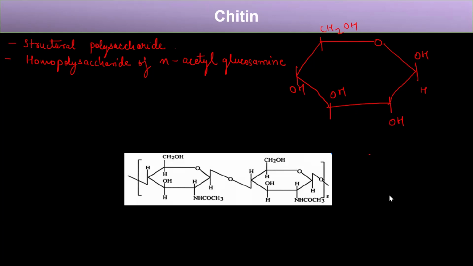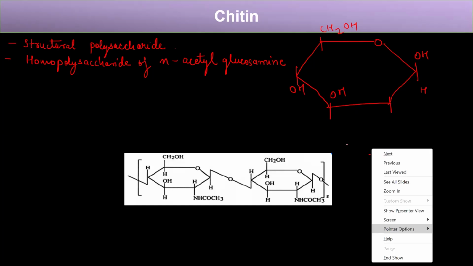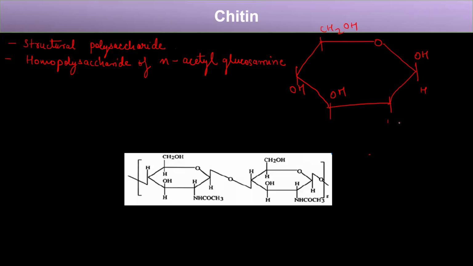Now, in this glucose, if you remove this OH, okay, if you remove this OH and replace it with another group, that is NHCOCH3, then this becomes your N-acetyl glucosamine. So because this is first position, this is second, third, fourth, fifth, and sixth. So at second position, if you replace the OH with this NHCOCH3, then it becomes N-acetyl glucosamine, or it is also called NAG. Okay, so this is the structure of N-acetyl glucosamine that is derived from glucose.